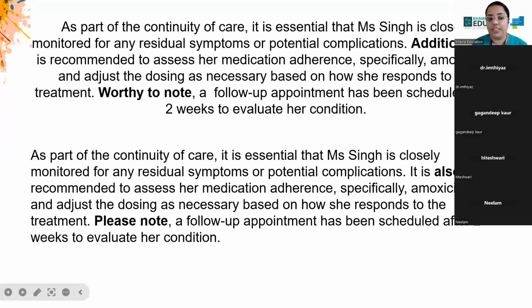This is one way of putting it. Another way is that, as some of you gave the examples of please note, another signpost that's used here is also. So if you see, also is not beginning the sentence, unlike additionally, which is beginning the sentence, while also is in the sentence. So it is also recommended to assess her medication adherence. And just like worthy to note, you can use please note as well.